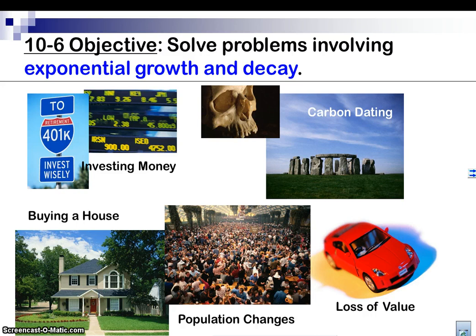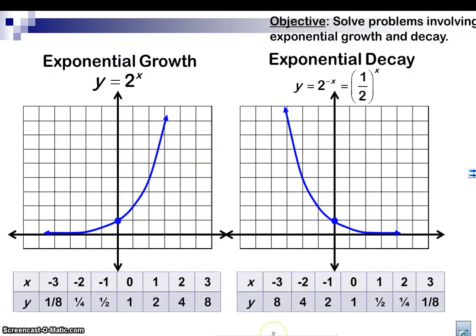We're going to do this basic. When you get into pre-calculus and calculus, they do things even more intense and in-depth. So let's take a look at some examples. Here's just a reminder what exponential growth is. Exponential growth goes up like this, and it grows exponentially. And decay comes down and gets closer and closer to zero. All right?